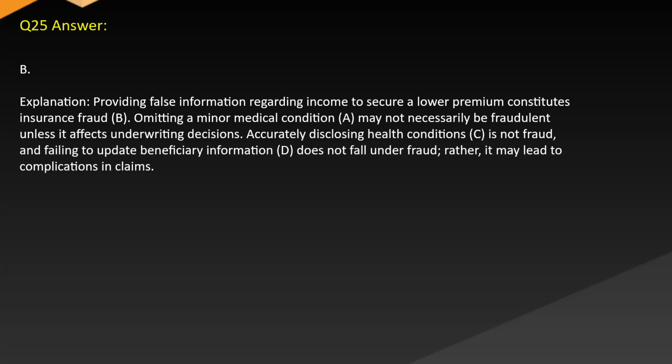Answer B. Explanation. Providing false information regarding income to secure a low premium constitutes insurance fraud. B. Omitting a minor medical condition. A. May not necessarily be fraudulent unless it affects underwriting decisions. Accurately disclosing health conditions. C. Is not fraud, and failing to update beneficiary information. D. Does not fall under fraud. Rather, it may lead to complications in claims.